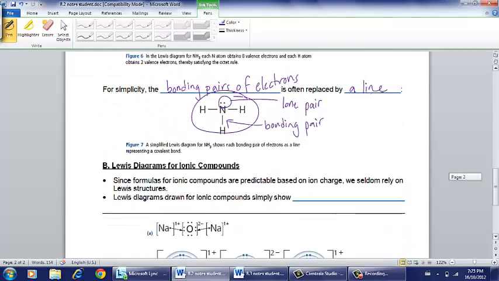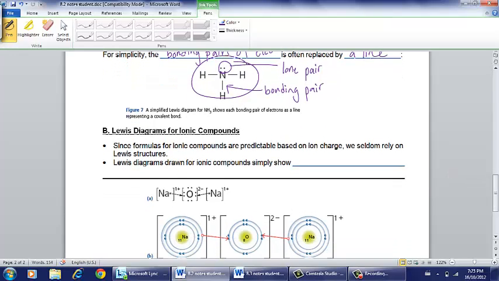Salts are the third category of inorganic compounds. Okay, we're gonna look at Lewis diagrams for ionic compounds as well. Since the formulas for ionic compounds release positive and negative ions other than H plus and OH negative, we seldom rely on these structures. They do, though, conduct an electric current. If we did, the Lewis diagrams would show the electron transfer, which can still be shown in a Bohr diagram.